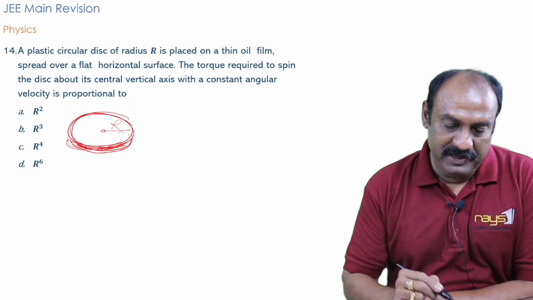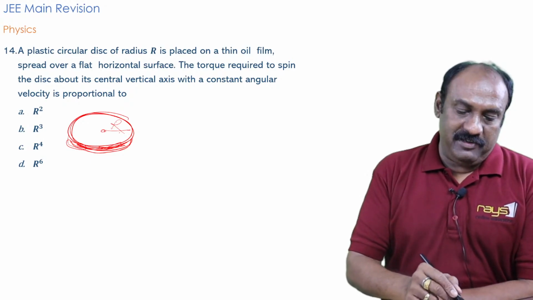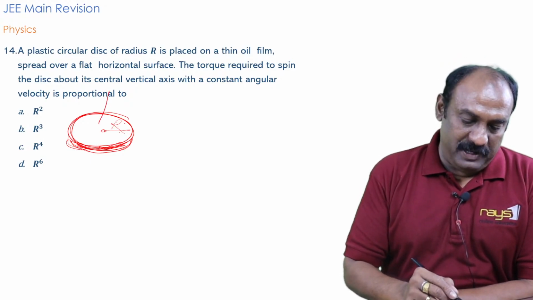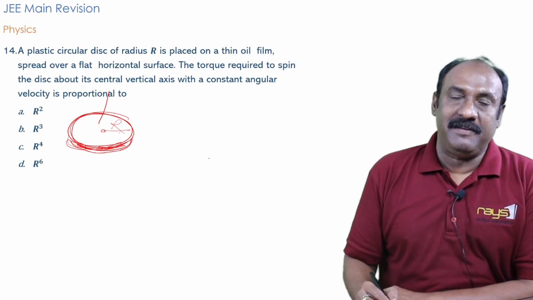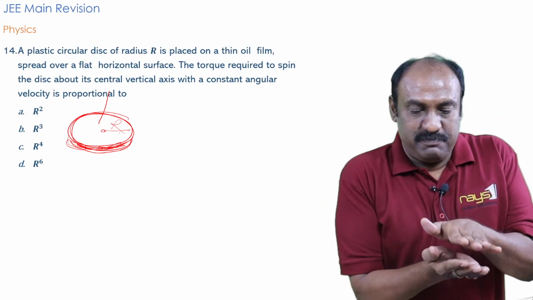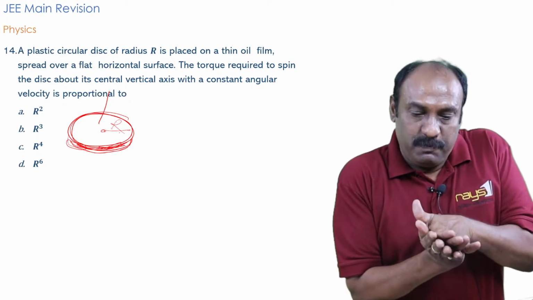This is the radius of the disc, spread over the flat horizontal surface. The torque required to spin. Torque required to spin means here, when this plastic circular disc is placed on an oil film, then torque required to spin means here.